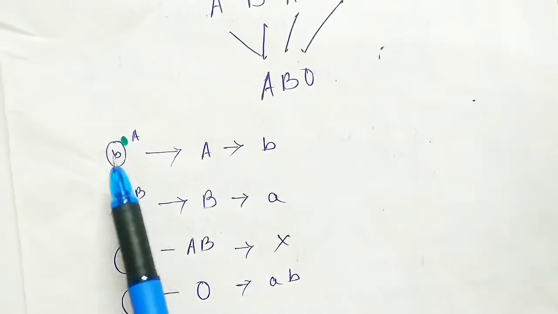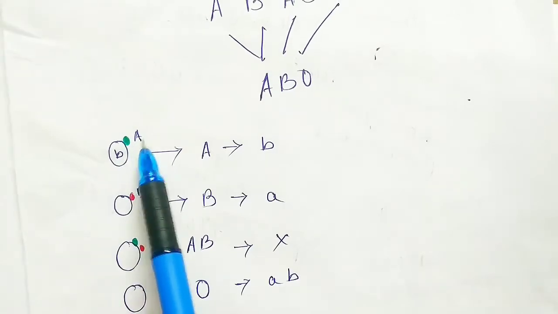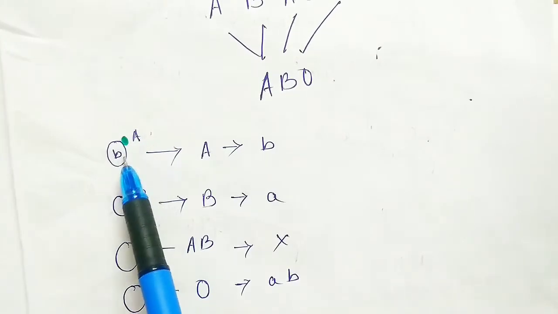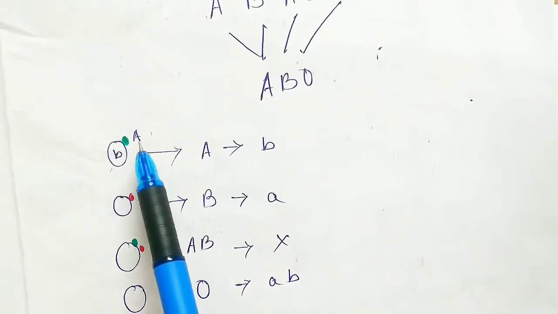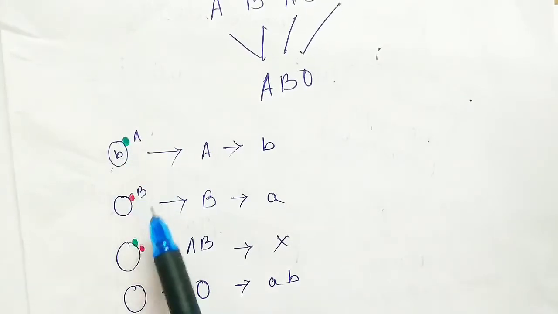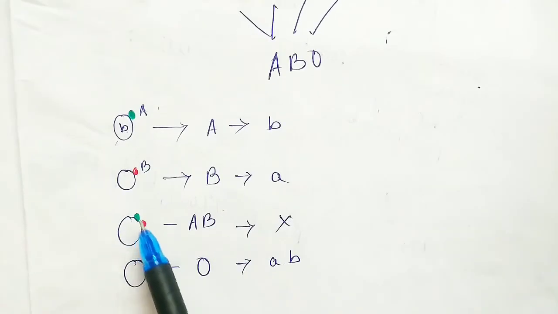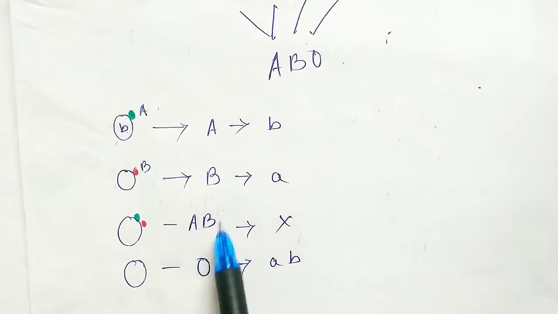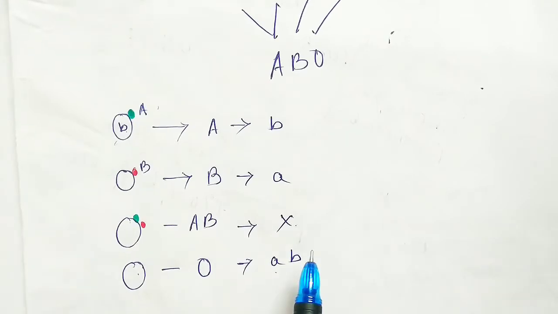Always remember that the antigen and antibody should be opposite, because the same antigen and same antibody coagulate, meaning they react with each other and clotting will occur, which will be fatal for the person. So if the antigen is A, the antibody will be B. If the antigen is B, the antibody will be A. With two antigens it is named AB blood group, and with no antigen it is O blood group, where the antibodies are a and b.